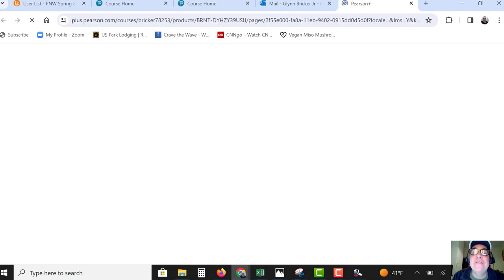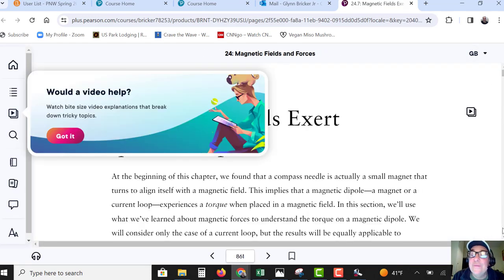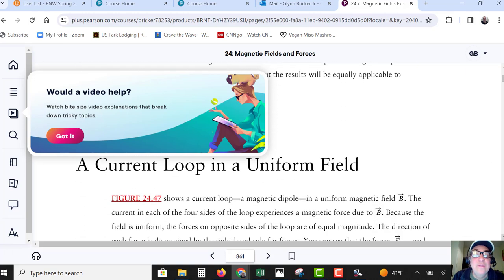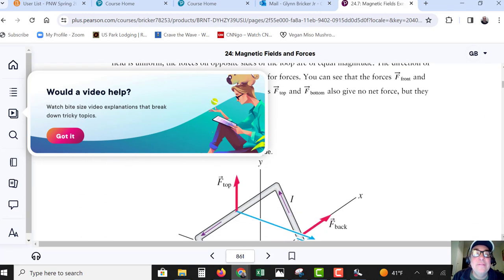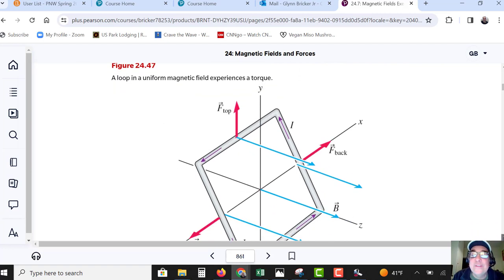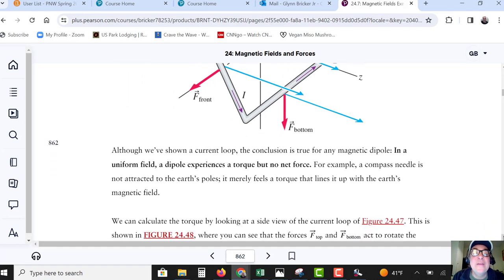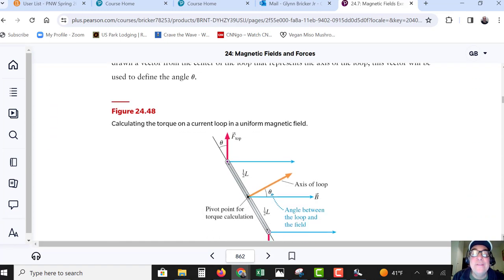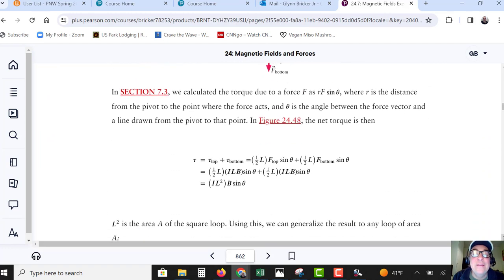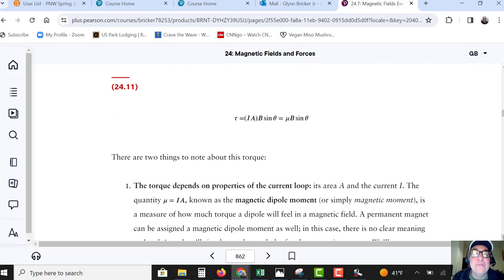So I clicked on that link. It's going to take us to the part of the book that we need. And the formula should be here somewhere. Current loop in a magnetic field. It's a nice picture of a motor. So a motor is you provide the current, and then out of that you get some activity. In this case, this loop of wire will actually rotate.